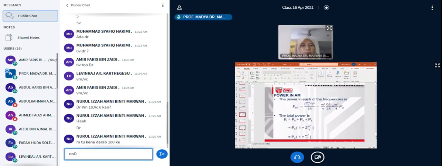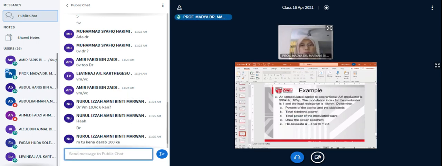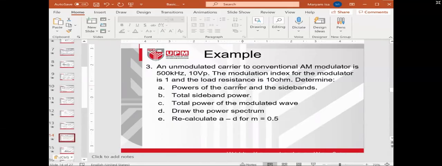All right. Next question is on the power. You need to calculate the power. We use the diagram later. Calculate the power for question 3. Do on your own. Later we discuss.